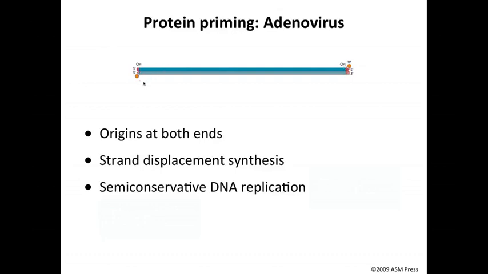And interestingly, there is a protein linked to the 5' end of each strand. It's the little orange ball here. Here's one linked to the bottom strand, 5' end, and here is one linked to the top strand, the 5' end. The replication of this genome is by strand displacement, as you will see. Of course, it is semi-conservative, as for all the DNA replication that we're talking about. So let's see how this works, protein priming.